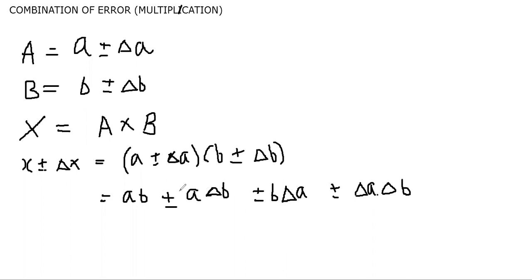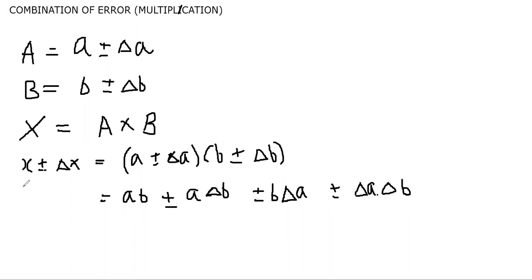Now in this equation, you have to neglect the part delta A delta B. Why? Because when two small quantities multiply, the result is a much smaller quantity. For example, if I multiply 0.2 by 0.3, the answer would be 0.06. So the answer is much lesser than these individual numbers. When two small numbers multiply, we get an even smaller number. That's why, since delta A and delta B are very small, we can neglect the multiplication of delta A and delta B.